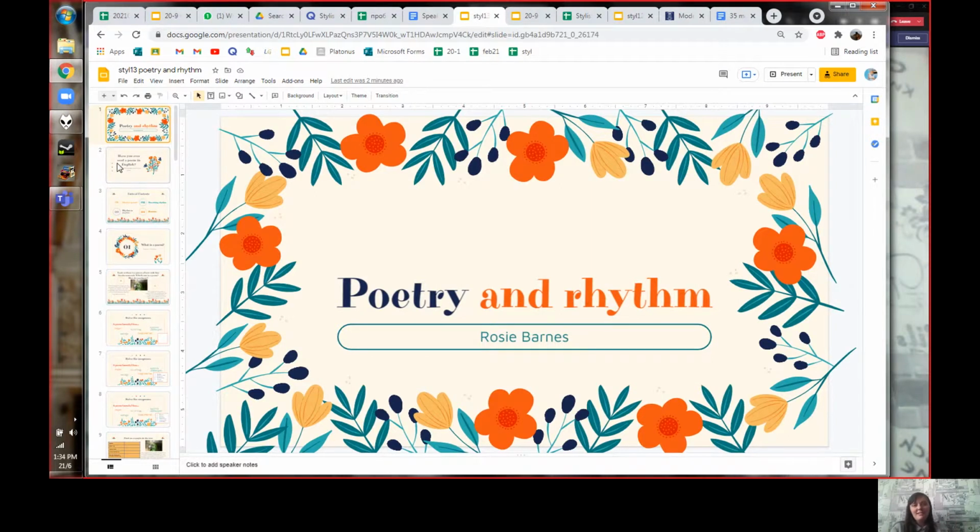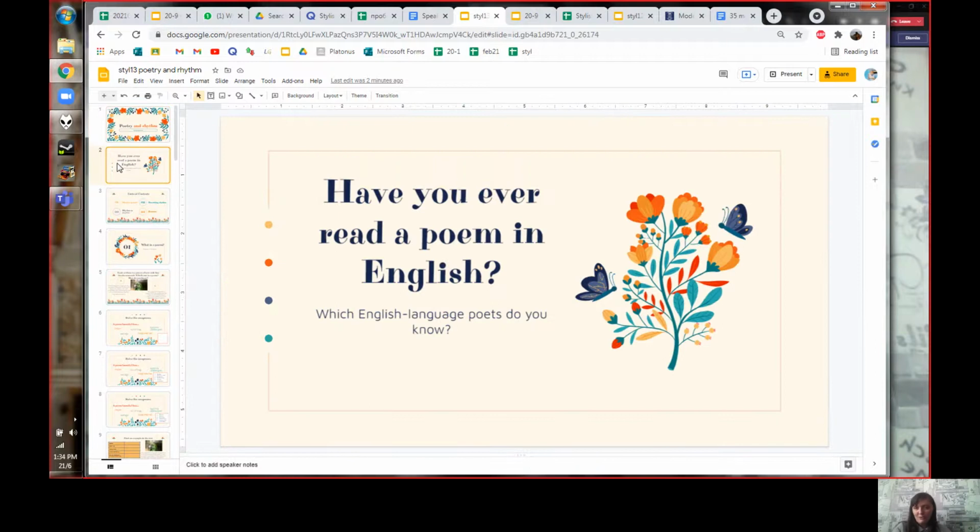So first, let's think about what kind of poems you've read in English. If you've read Charlie and the Chocolate Factory, there was a little poem inside there for the Oompa Loompa songs.